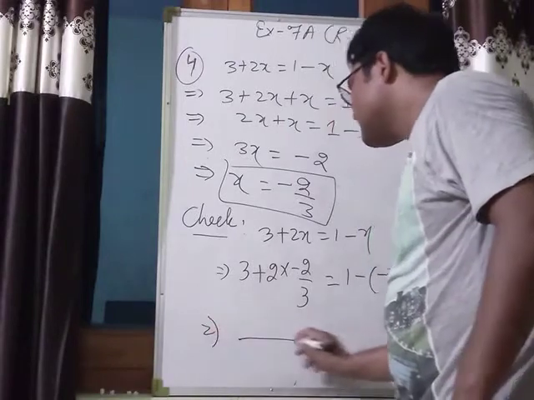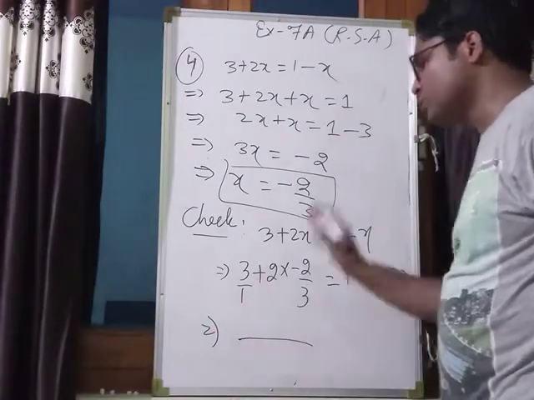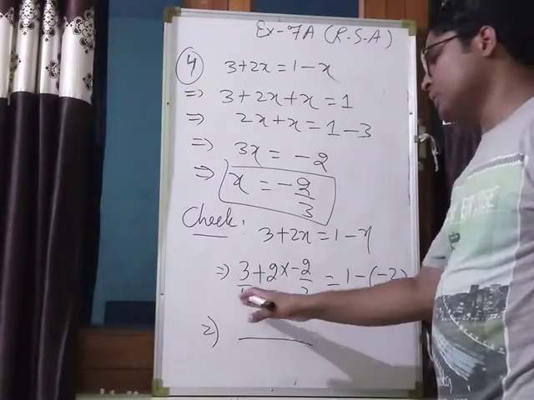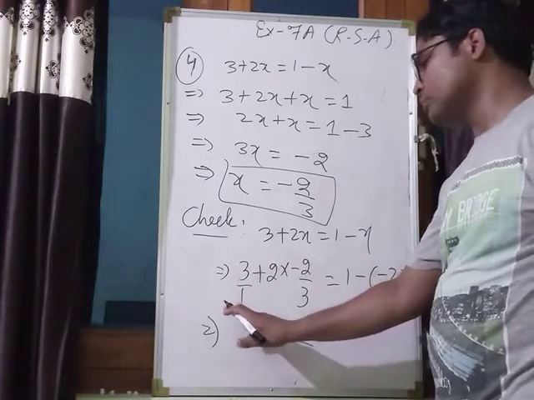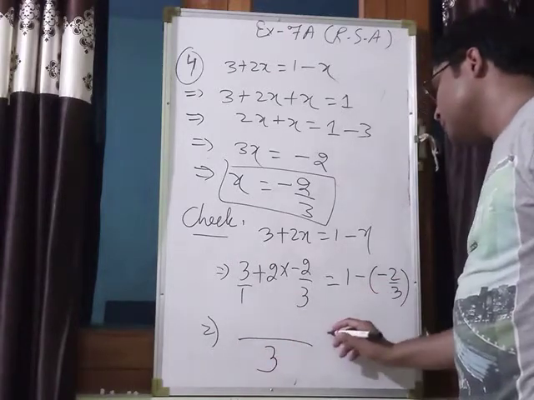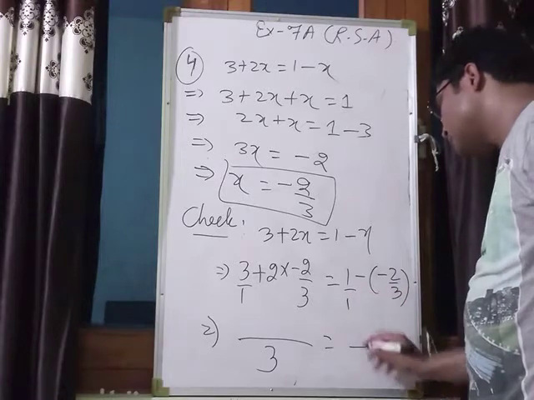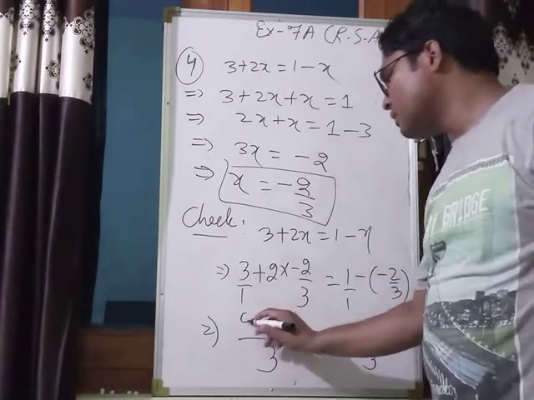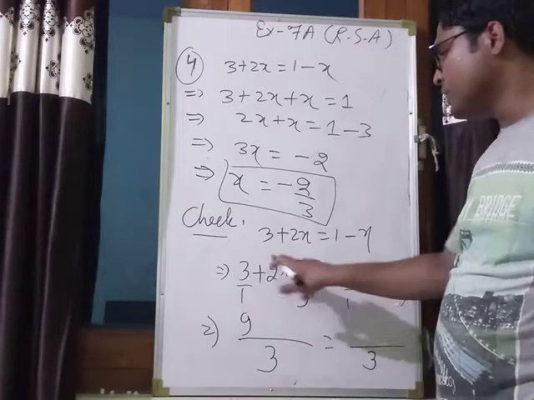See, what will be LCM here? There are two terms, this one and this one. Their denominators are 1 and 3. So LCM of 1 and 3 will be 3. And in the right side also, here LCM is 3. So 1 3 is 3, 3 3 is 9, and 3 1 is 3, and 1 into this one.